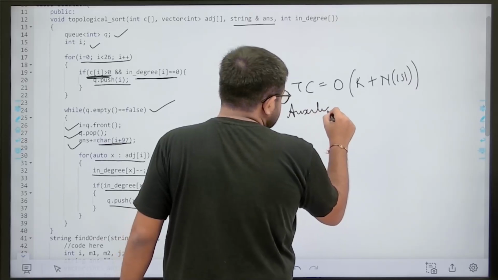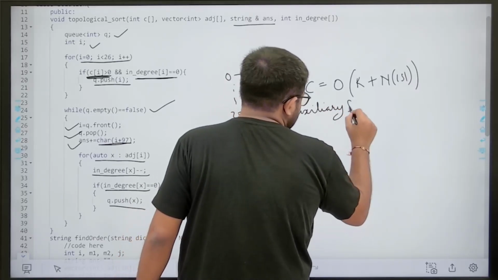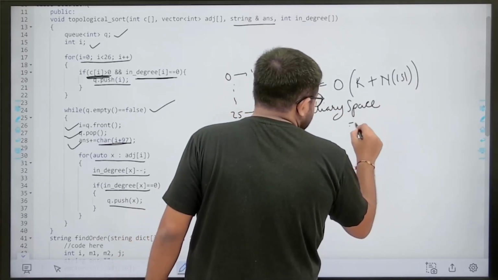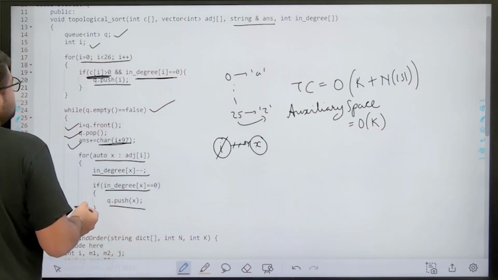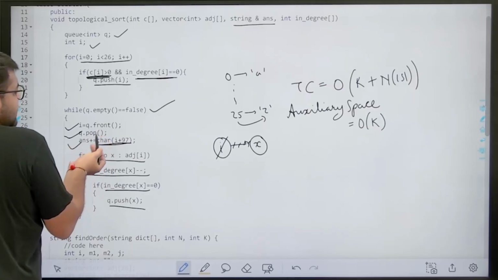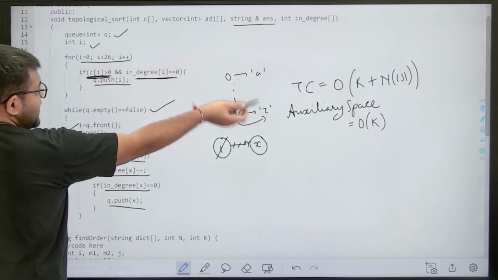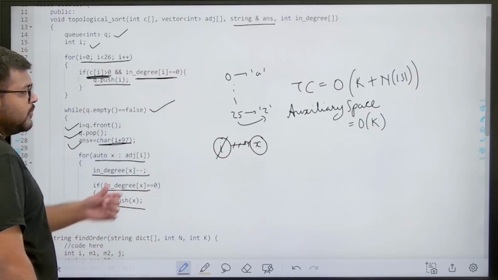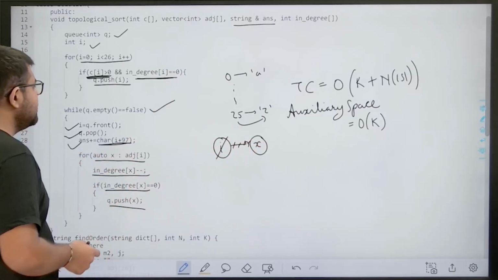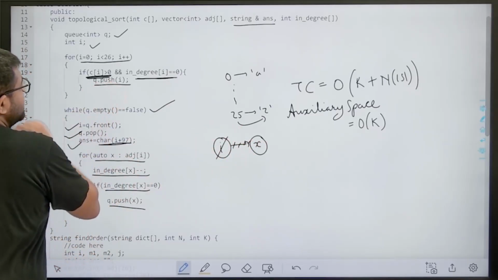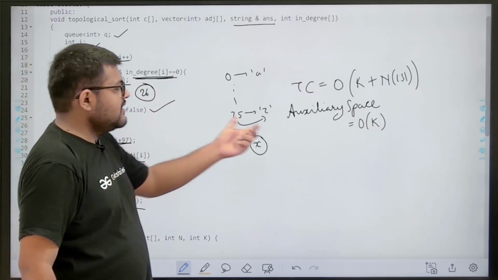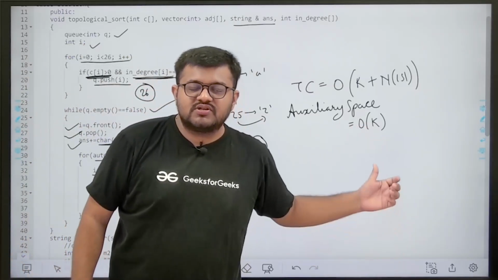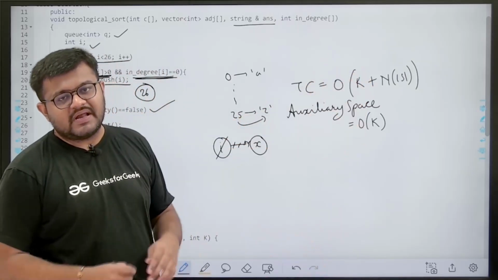If I look at the auxiliary space, it would be big O of k, that is the number of distinct characters. Why? Because in the queue I will get the distinct characters, in my answer string I'll get the characters in topologically sorted order which are present in the words. Then I have taken one counter array, I have taken in degree array of size 26, which is basically nothing but the number of distinct characters. So this would be my auxiliary space, and this would be my time complexity.